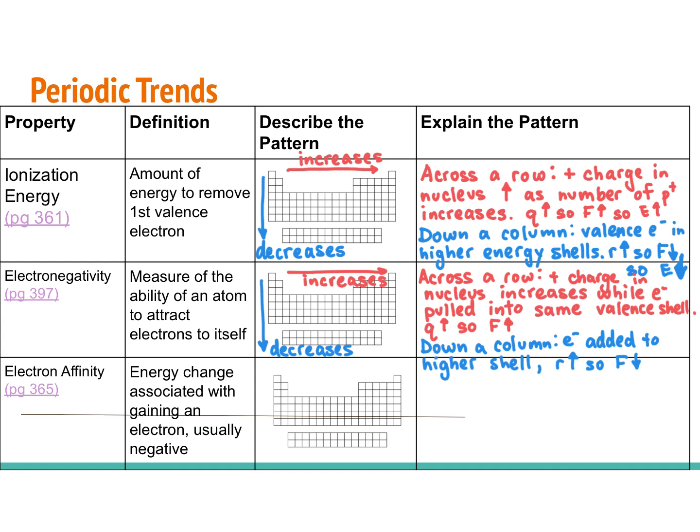The charge in the nucleus is increasing, so the force on electrons nearby is going to be stronger. As we go down a column, the electrons being pulled to the atom will be added to a higher electron shell. And the higher electron shell is going to have a higher radius, a farther distance from the nucleus, so the attractive force is weaker and electronegativity decreases down a column. The third trend to look at is something called electron affinity. Electron affinity is the energy change associated with gaining an electron, and it's usually negative. But we're going to consider the absolute value of the electron affinity.